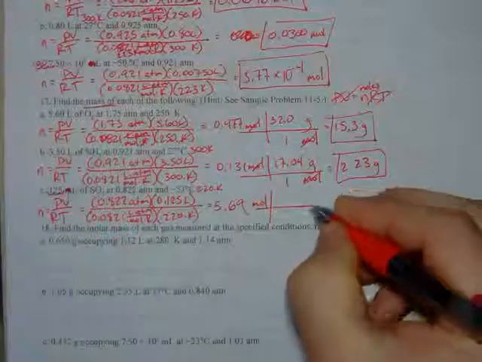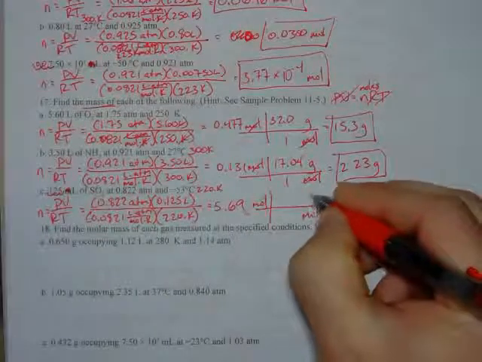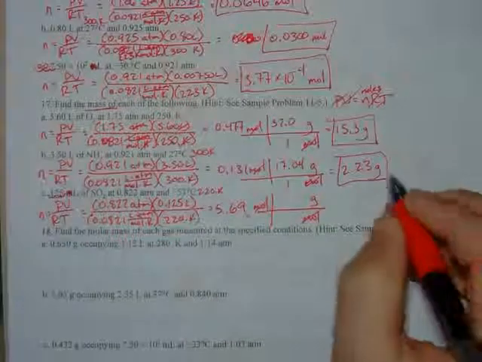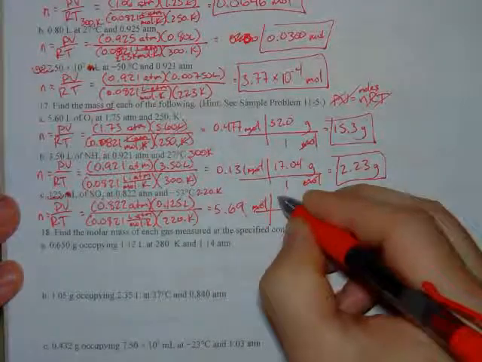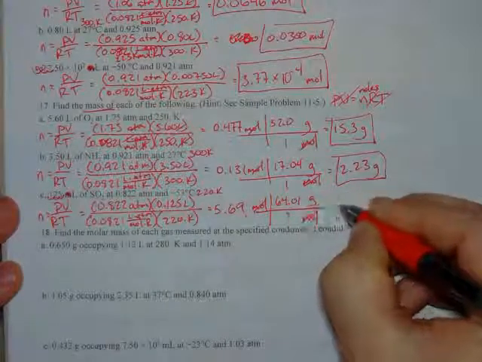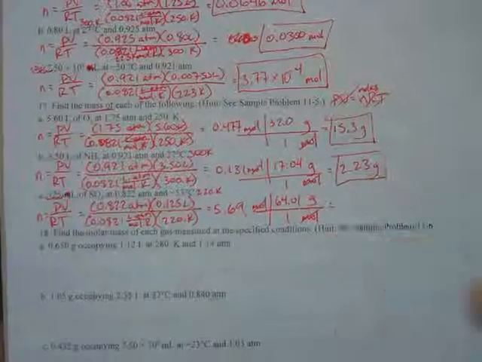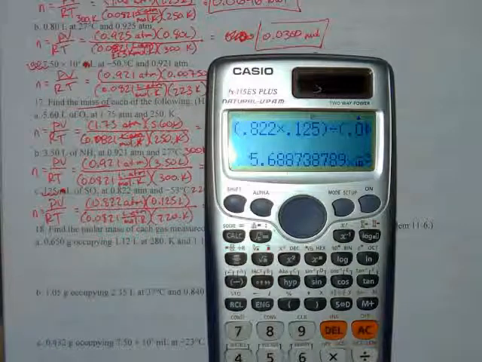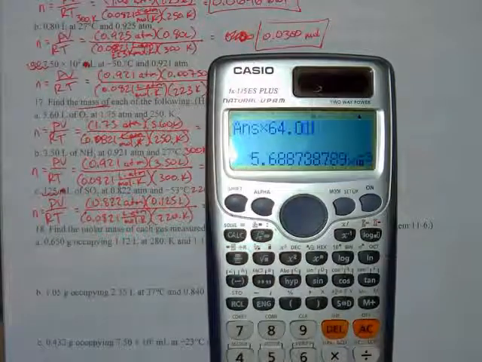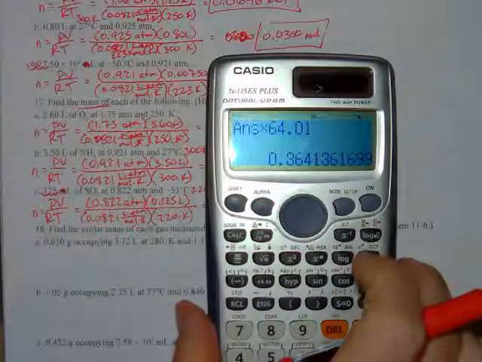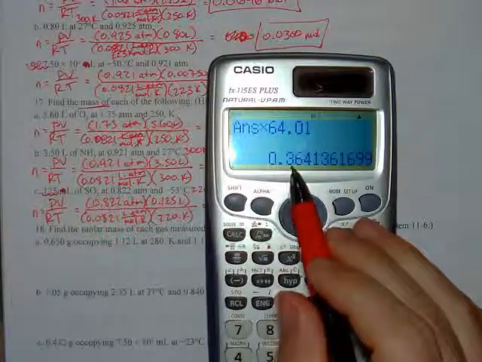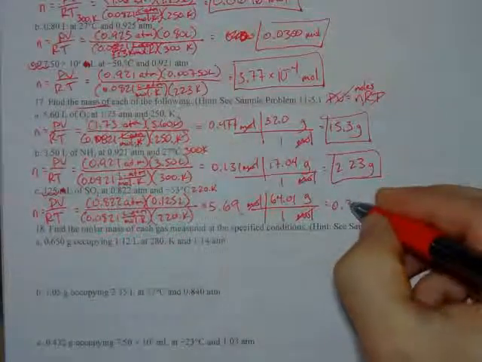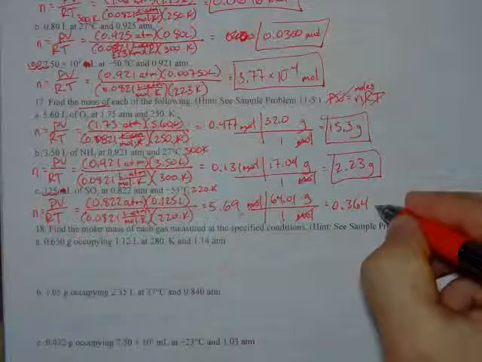But I'm going to be needing one more step. I need to convert out of moles and into grams, and that way moles cancel. This is SO2. This is going to be 64.01 grams for every 1 mole. And so I'm going for 3 sig figs, 0.364 grams.